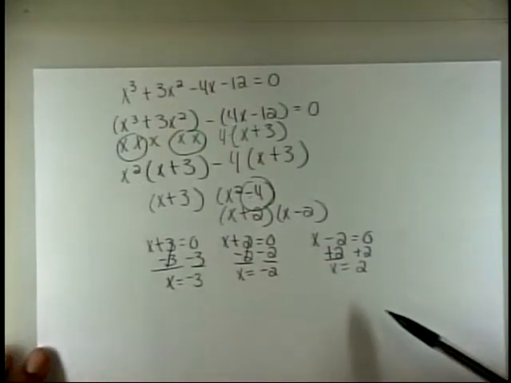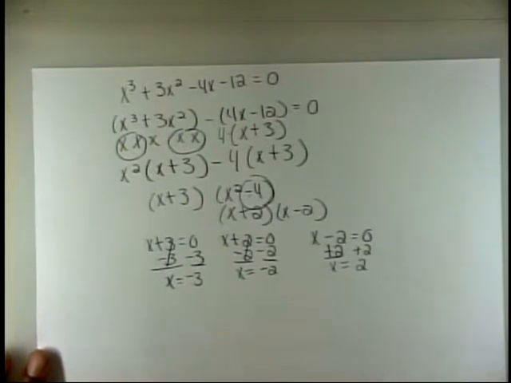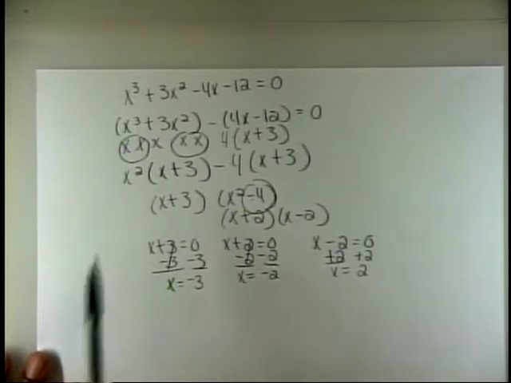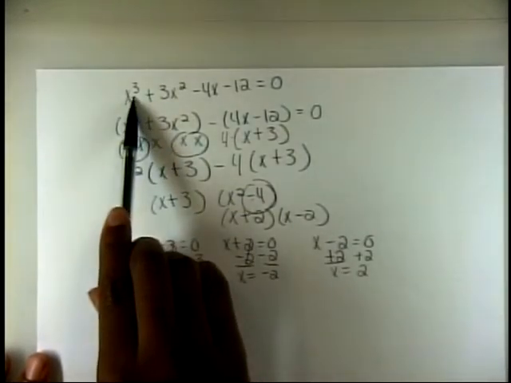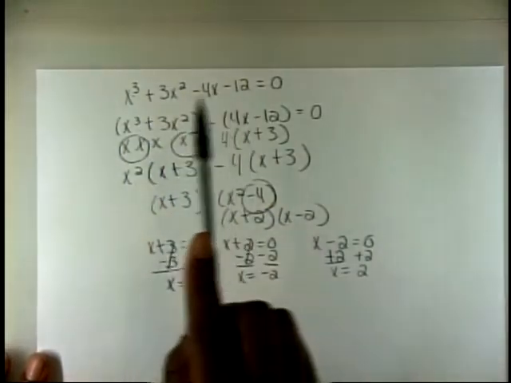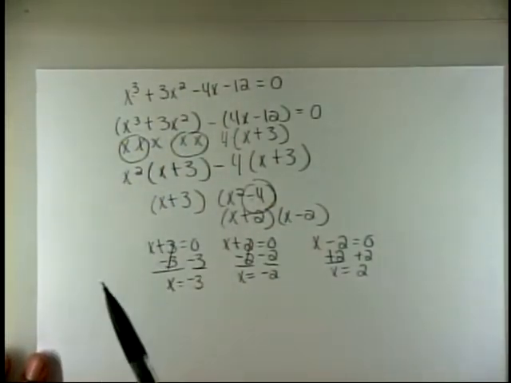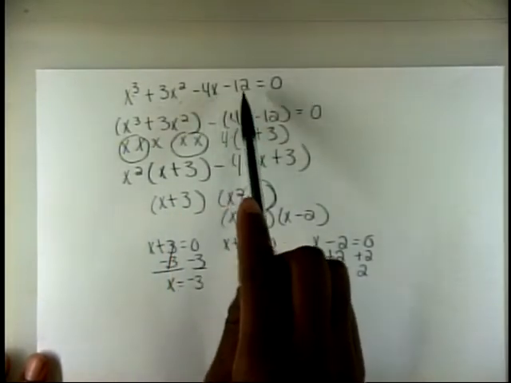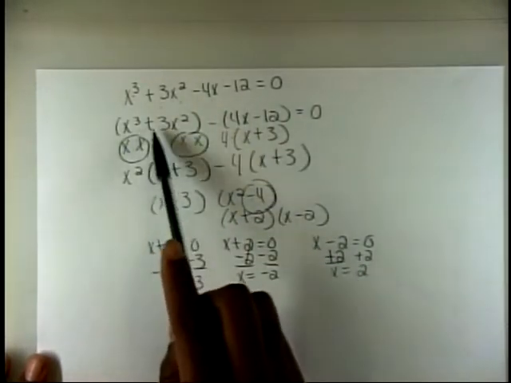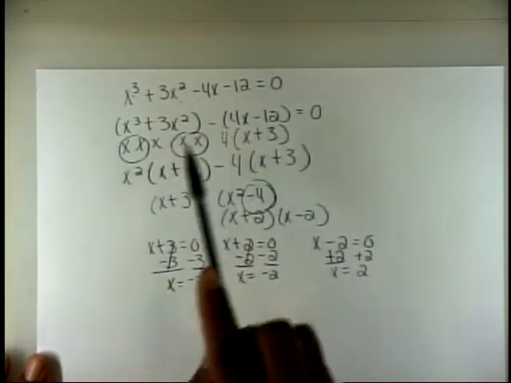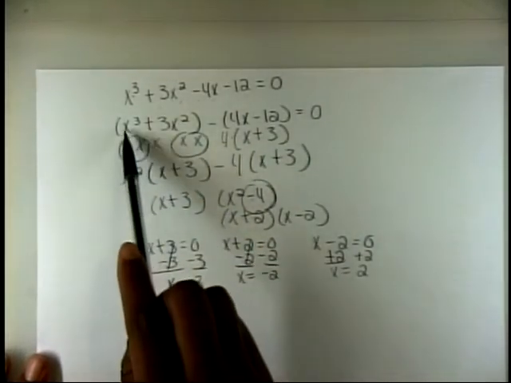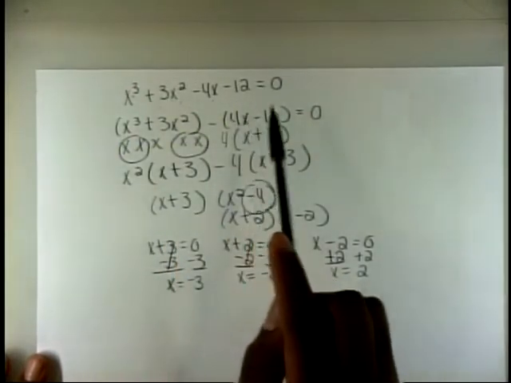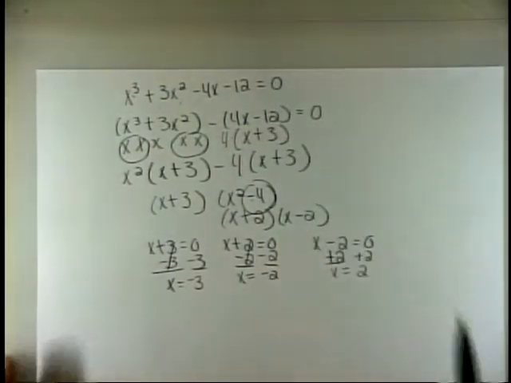Okay, let's go over it one more time to make sure we have it. The equation is known as the cubic equation. And the reason why it's a cubic equation is because the highest exponent is to the third power, which is a cube. So the equation is x cubed plus 3x squared minus 4x minus 12 equals 0. First, we will start off grouping the equation. And we will have x cubed plus 3x squared minus 4x minus 12.